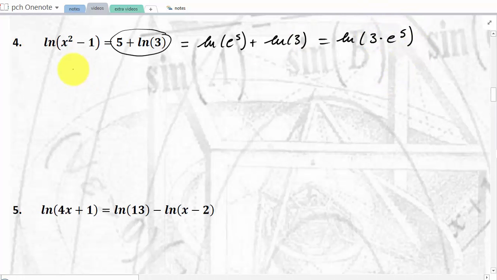Now, this is a pretty simple equation to solve. Equality of outputs implies equality of inputs. Therefore, x squared minus 1 equals 3e to the 5th. I will let you finish this equation. Also, complete number 5 on your own. Let me go to number 6.